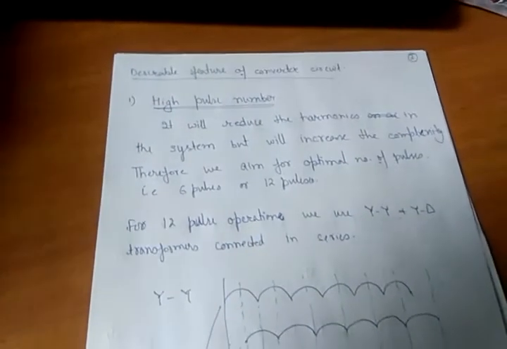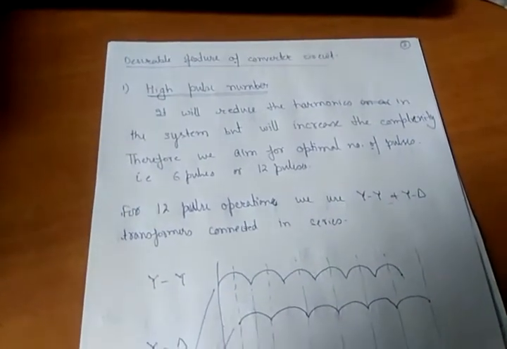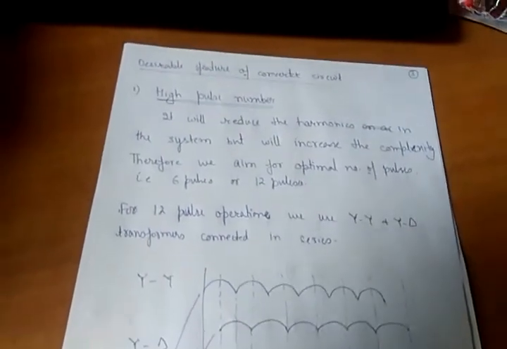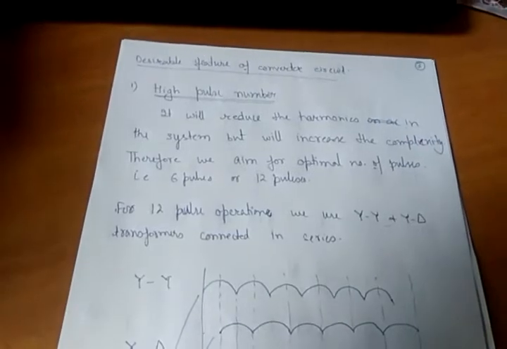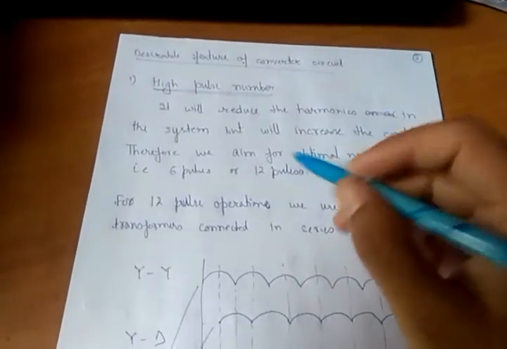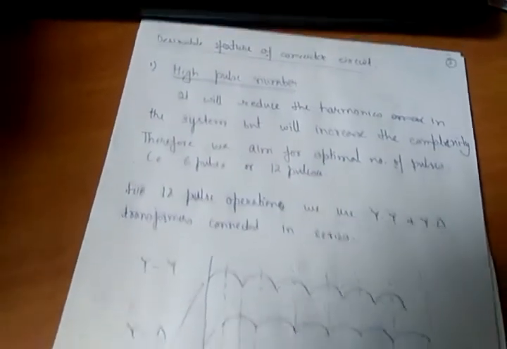You will have to increase the number of valves. You have to increase the number of transformers in the system. So it will increase the complexity. So we go for an optimal number of pulses in the system, and that is 6 or 12 pulse. But 12 pulse is considered better as compared to 6 pulse. I will tell you why.